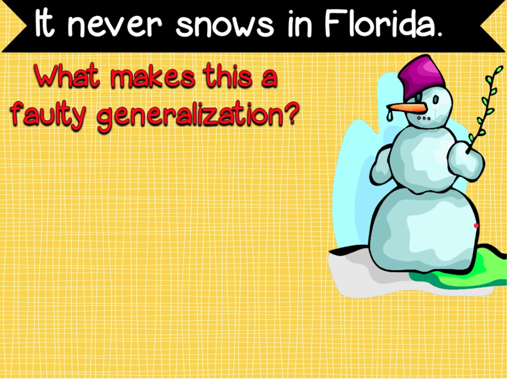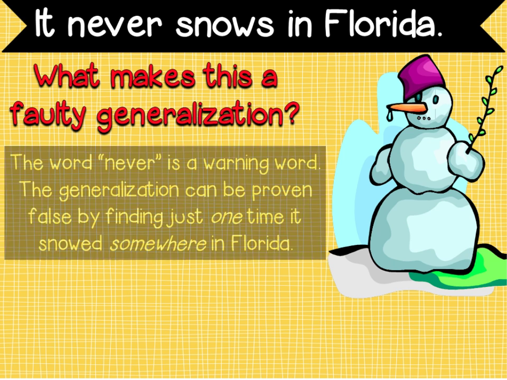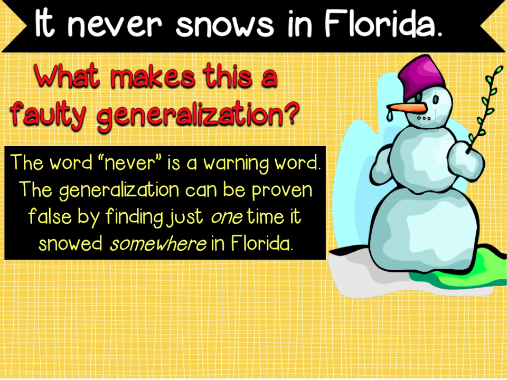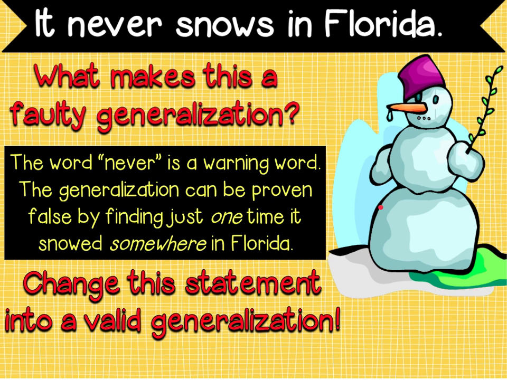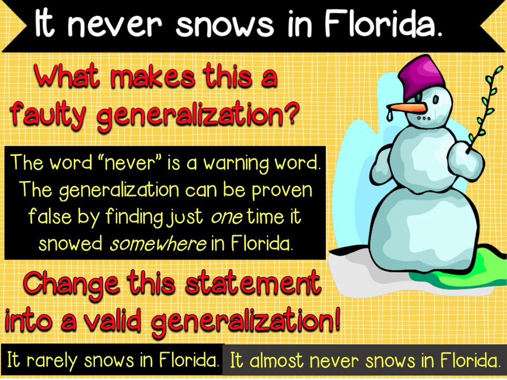It never snows in Florida. Your faulty generalization and what you should circle is never, because this is a warning word, because even if we can prove that it snowed one time in Florida, then it's going to make it false. So if we're going to make this into a valid generalization, we can say that it rarely snows in Florida, or that it almost never snows in Florida.